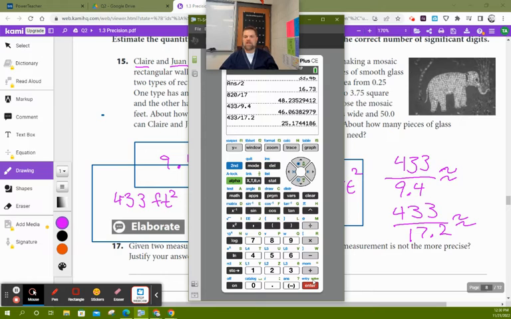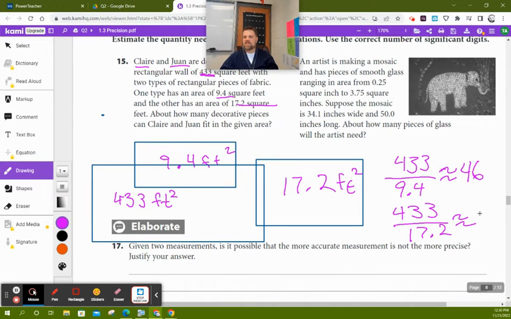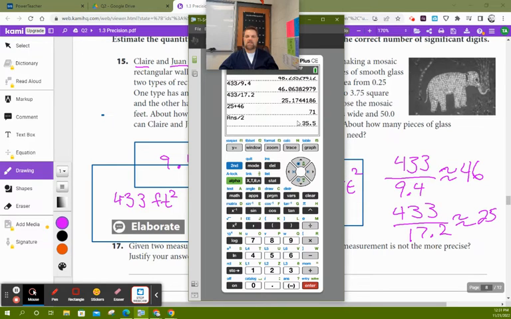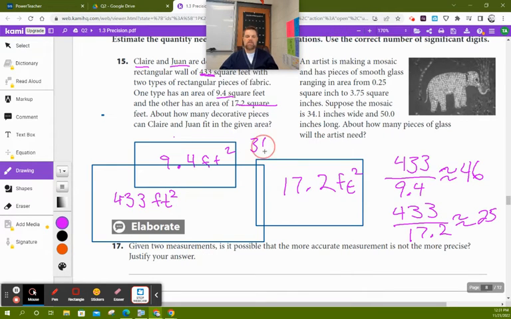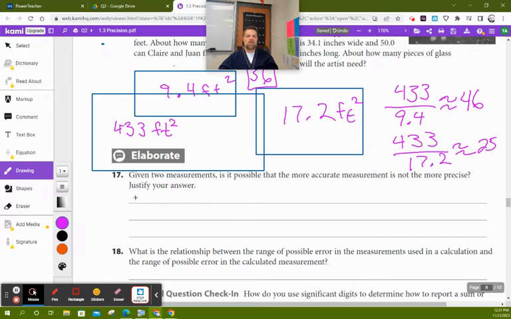17.2, I get 25. So I'm going to take 25 plus 46, that gives me 71, and then I'm going to divide by 2 to get the average. So this is about 46, this is about 25, and what's 1/2 of that? 35.5. So instead of saying 35.5, let's round it up to 36. Okay? And it says for question 17, given two measurements, if it's possible to be more accurate, is it not the more precise?